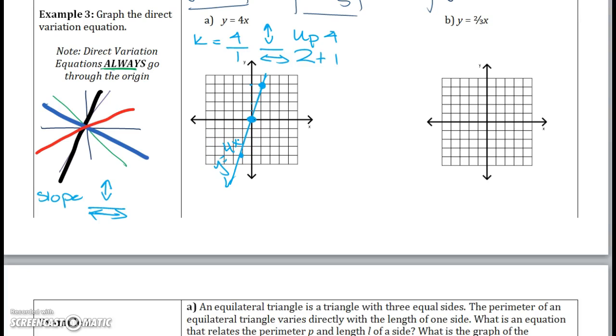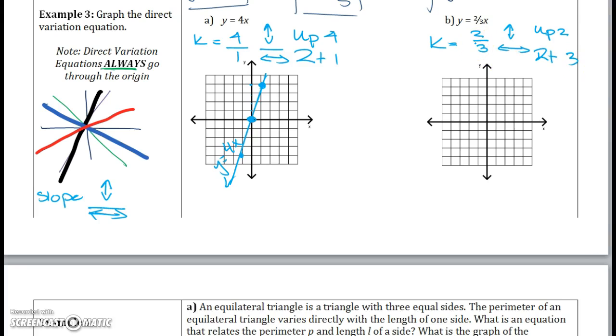Okay, part B. What do? Well, looking at it, what's your k? Your k is 2 over 3. Remember, it's rise over run. So this is rise, so that means I'm going to go up 2 and right 3, because this bottom number tells me to go left or right.